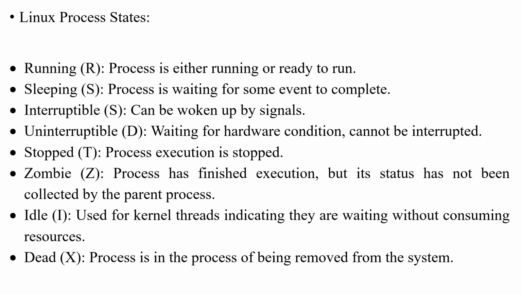Linux process states are running, sleeping, interruptible, uninterruptible, stopped, zombie, idle, and dead. These are the things we have discussed in the above slide as well. Running: a process either running or ready to run. Sleeping: waiting for some event to complete. Interruptible: can be woken up by signals. Uninterruptible: waiting for a hardware condition, cannot be interrupted. Stopped: process execution is stopped. Zombie: the process has finished but its entry remains. Idle: used for kernel threads, indicating they are waiting without consuming resources. Dead: the process is in the process of being removed from the system.